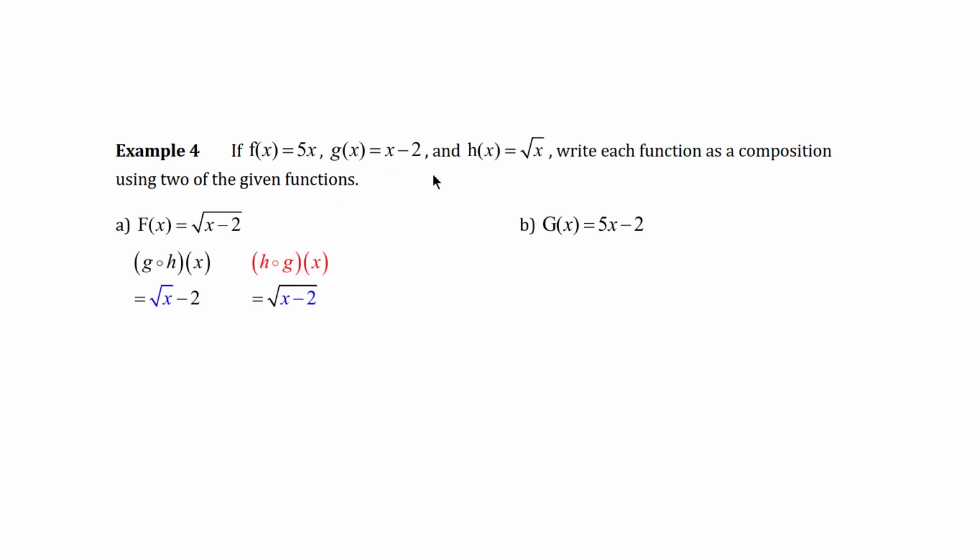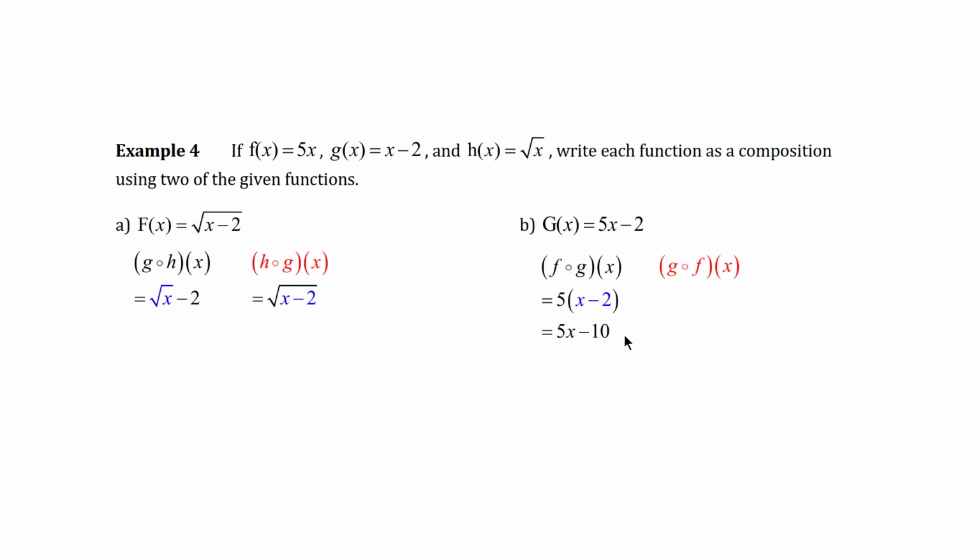Starting with f composed of g of x, we take g of x, which is x minus 2, substitute it in for x in the function f. We get 5 times the parentheses, x minus 2. Next, we distribute the 5 inside the parentheses to the x and the minus 2. We get 5x minus 10. You can see here that this does not result in the function capital G of x, so this is not going to be our solution.